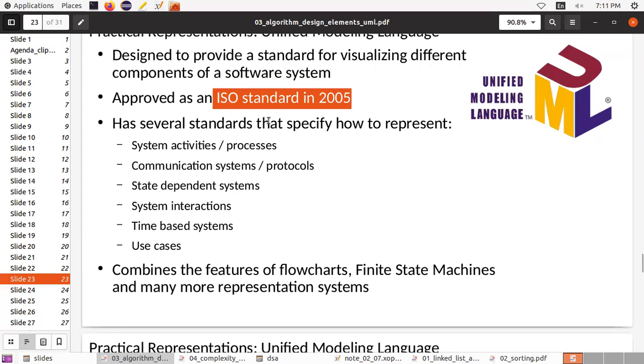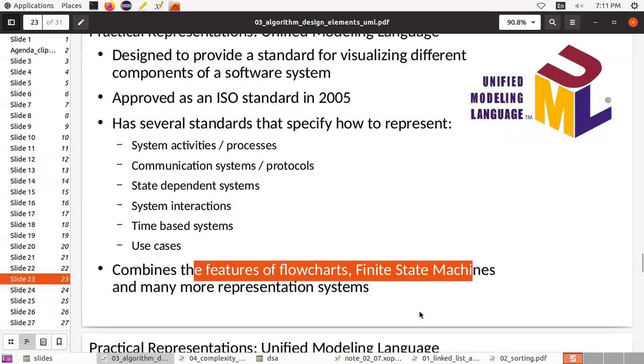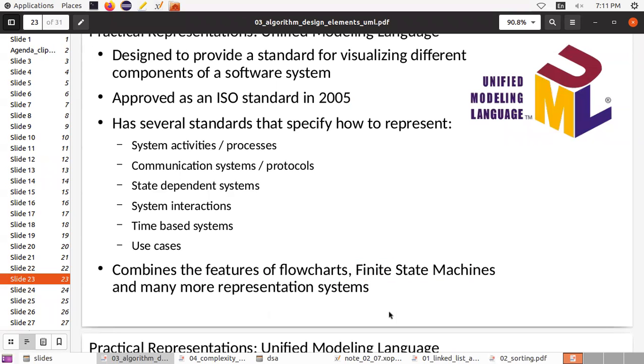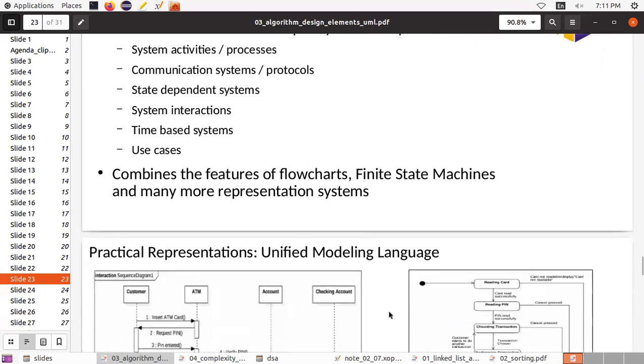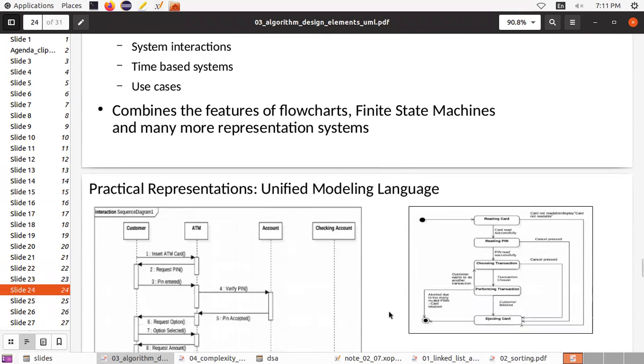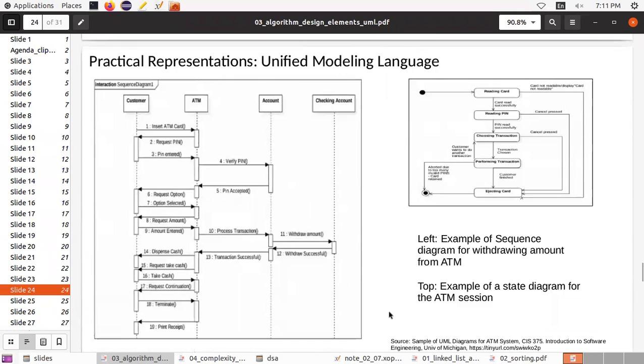Again, we are not going to go through these standards in a great amount of detail. But if some of you get into hardcore software engineering positions where you become a software designer, you may have to go through some of this. It combines the features of flowcharts, finite state machines, and certain other representation systems. Again, we will not discuss these in detail. We will discuss only one or two selected examples, and more details are useful if you particularly get into this domain.